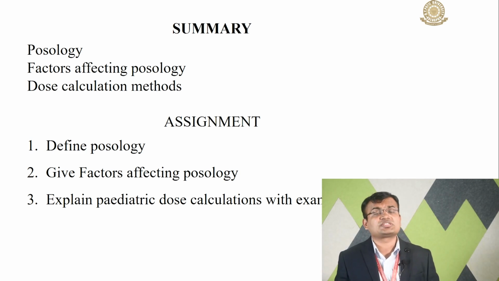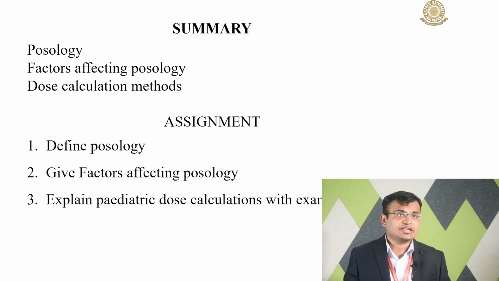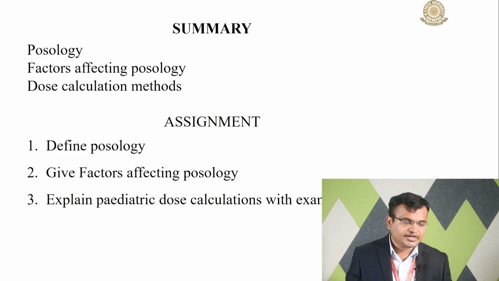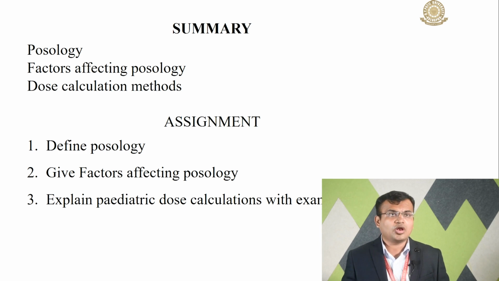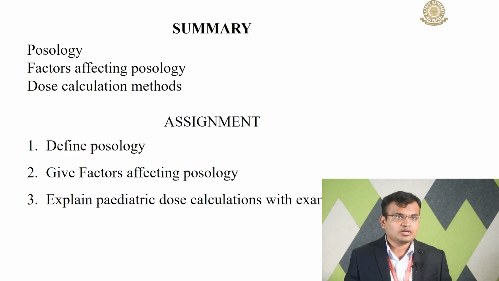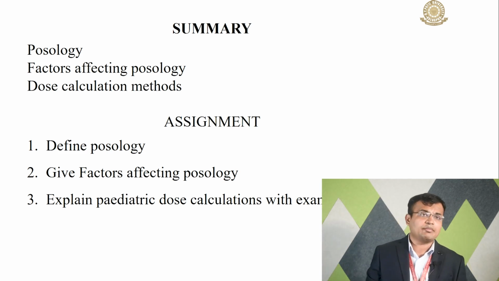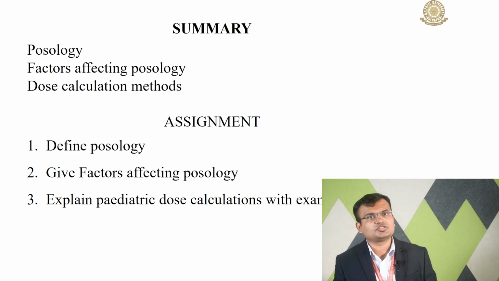So what exactly we studied, and what is the summary of what the student understood, is the posology. What do you mean by the posology? How is it correlated with the therapeutic effect? What do you mean by the therapeutic window? That I already explained previously. Along with that, you understood the different factors which play an important role or affect the posology. The dose calculation methods, as we have gone through the different formulas like Young's formula, Cowling's formula, Dilling's formula. These formulas will help you understand how to calculate the pediatric dose. So this is the overall summary of today's lecture.